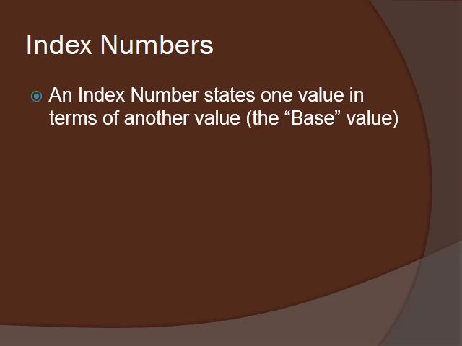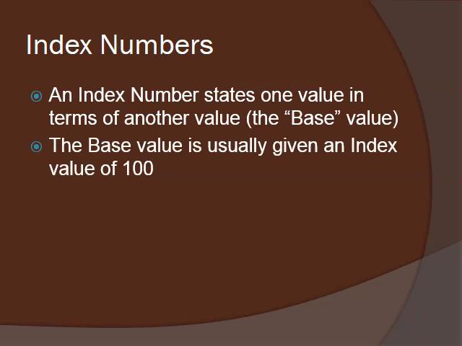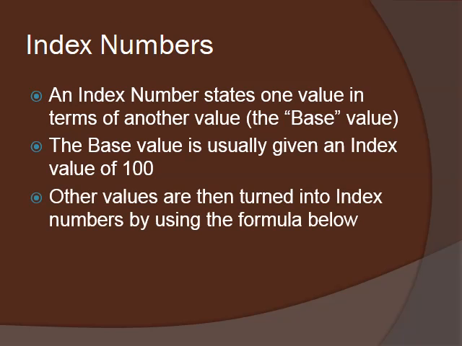So we're looking at a proportion, and we'll always use the same base value. The base value is usually given an index value of 100. It doesn't have to be, but typically 100 is the amount that's used.